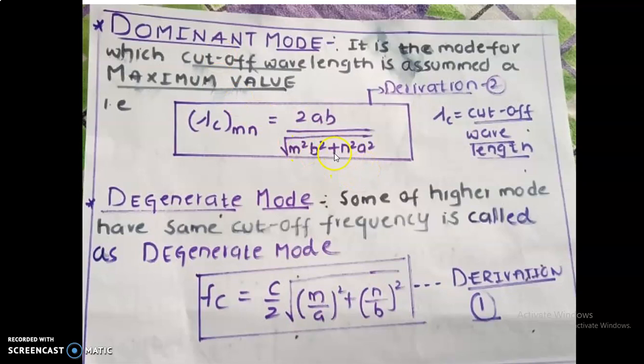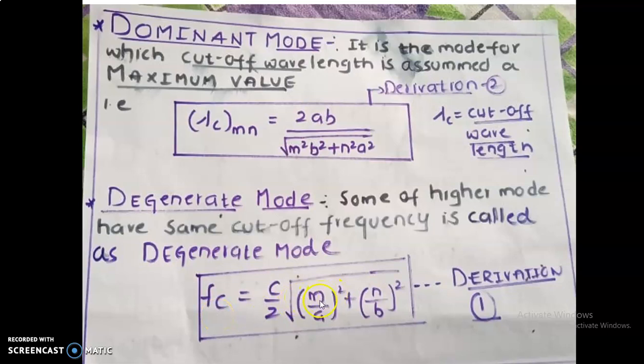What we have to see here is that we have the formula in terms of a and b. As you know, a is the length of your rectangular waveguide and b is its thickness. So the four unknown values here are a, b, m and n, and m and n refer to modes. Now we have to do the derivation part, we'll see afterwards. And what is lambda c? Cutoff wavelength.